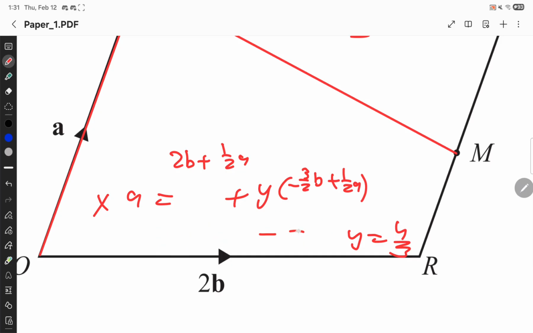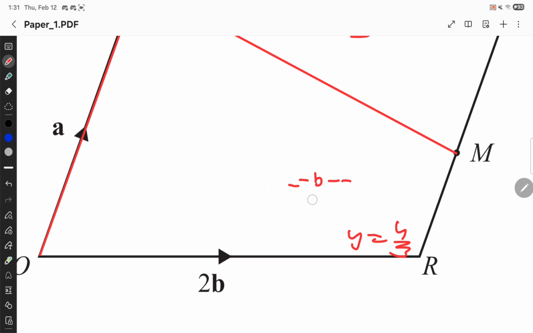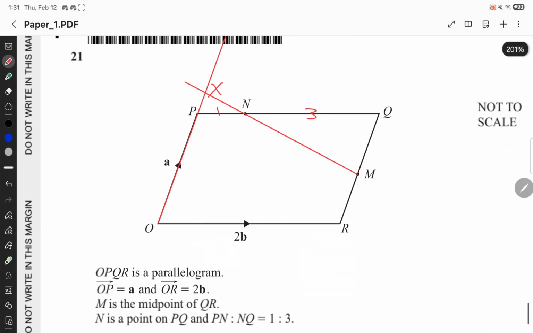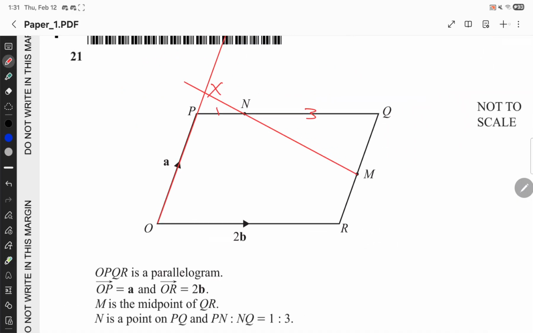Next, we then plug it back in. We remove this. This is over x, and we solve for the equation giving us 7 over 6a, and that's the answer. Bye.